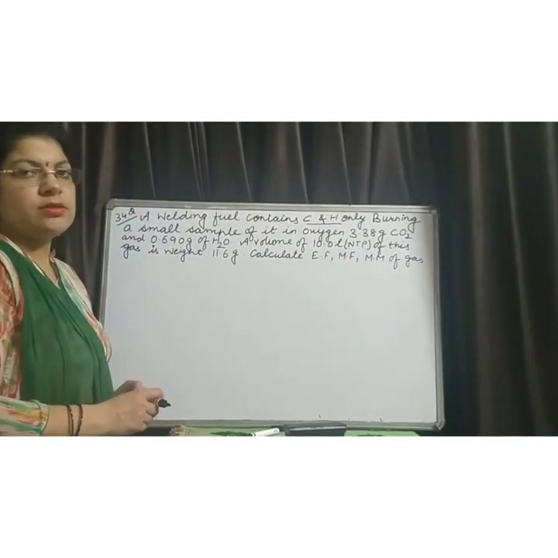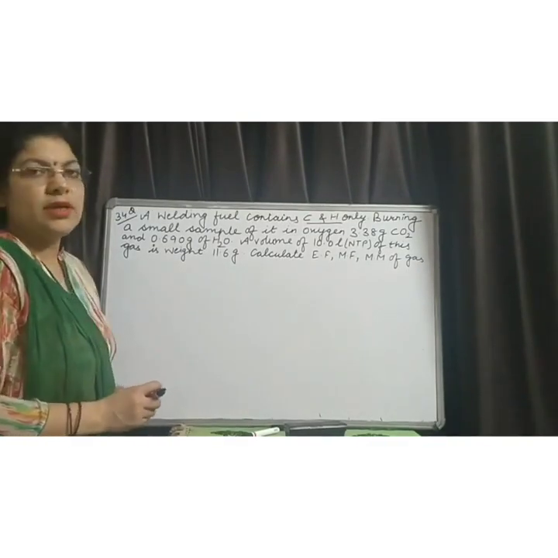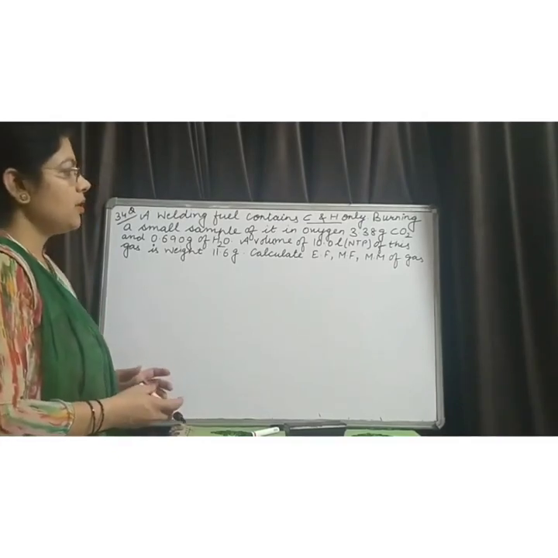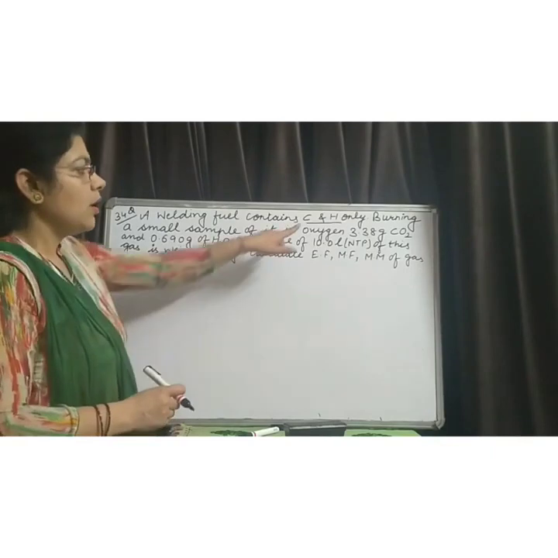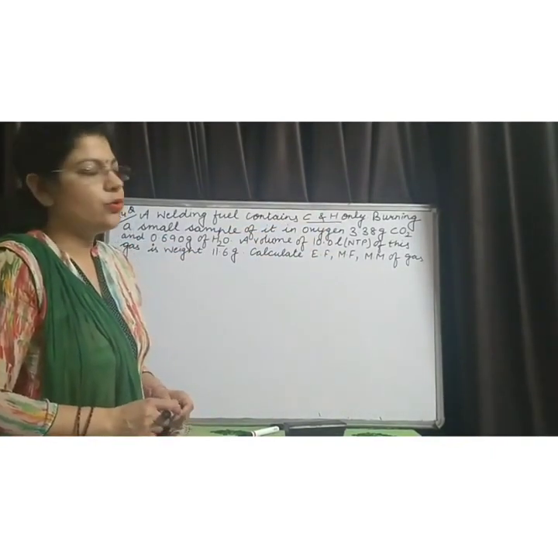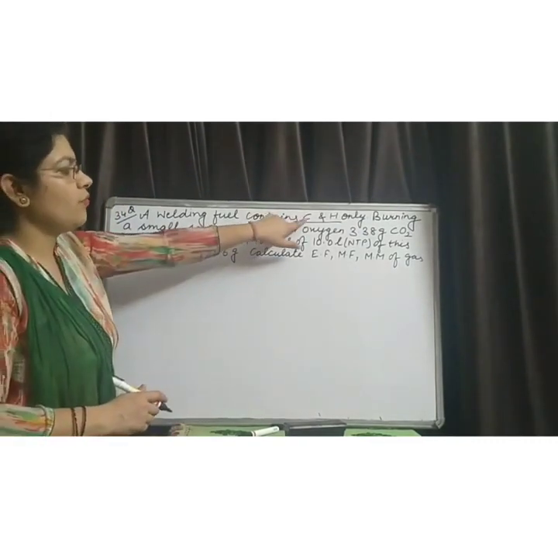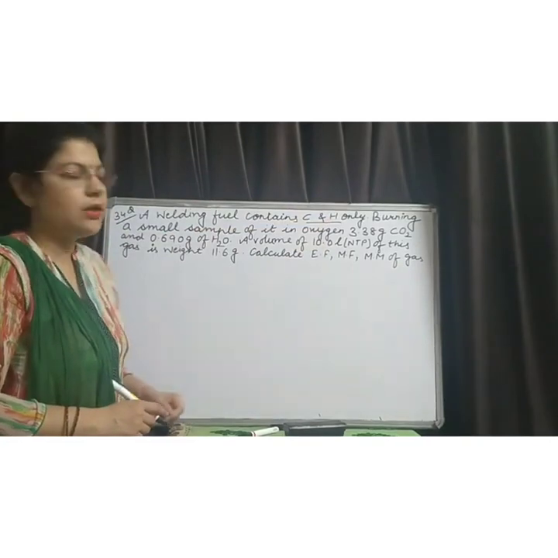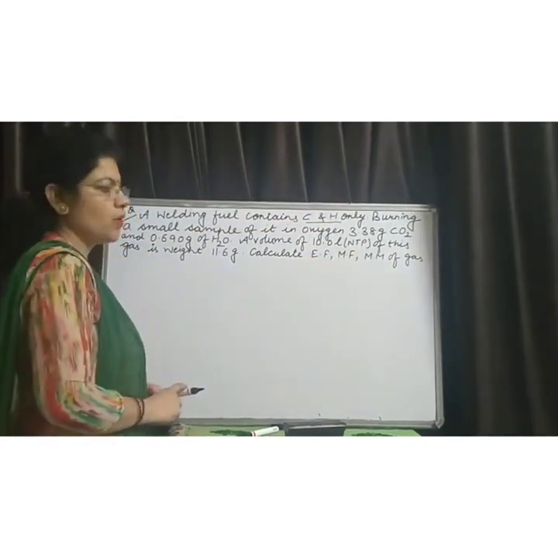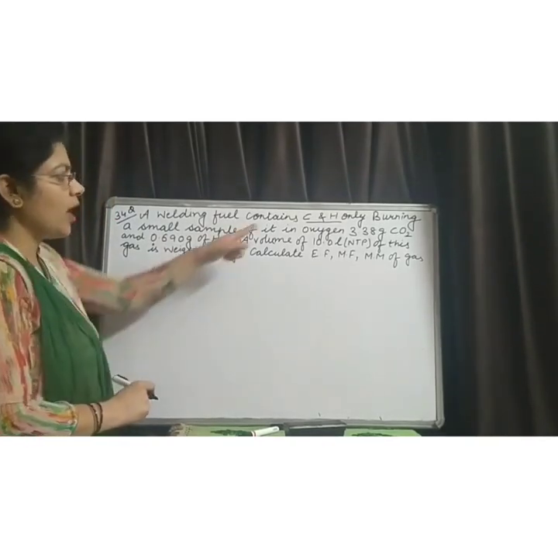In all the questions that we have done up to now, the percentage of elements are given to you. But in this question, the percentage of carbon and hydrogen is not given to you. So first of all, we have to find the percentage of carbon and hydrogen so that we can easily find the empirical formula of the compound. So how can we find the percentage of carbon and hydrogen?